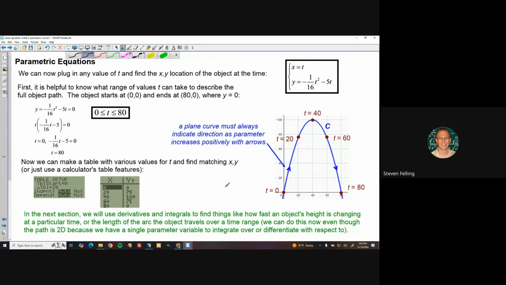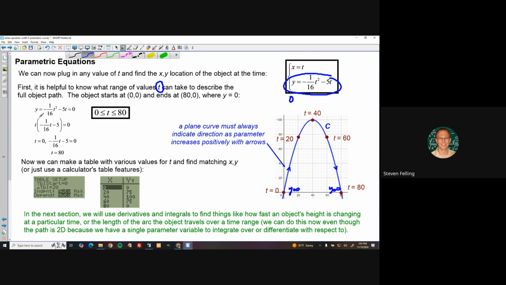All right, so then we could do things like this. First, it might be helpful to know what ranges of the parameter t can take to describe the full object's path. So the object starts when y is 0 here at the ground, and it ends its flight when y is 0 again. So we could take the y parametric equation here, this one, and force this side to be 0 and find out the times when it is 0.